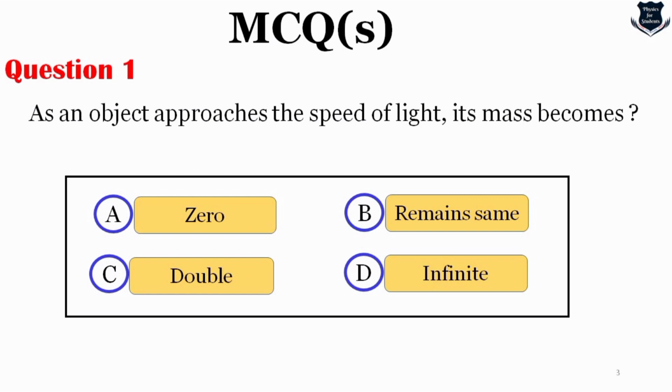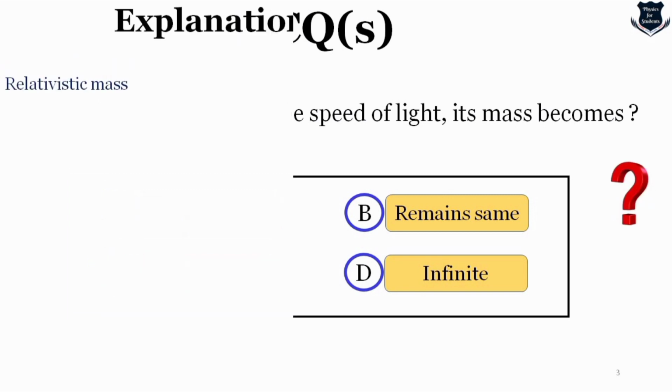Now hold on, I know that this is a pretty easy question, asking what would be the mass if an object approaches the speed of light. But I would like to give you a very thoughtful understanding of some of the common misconceptions which happen. So this is the question and we are going to take it forward.